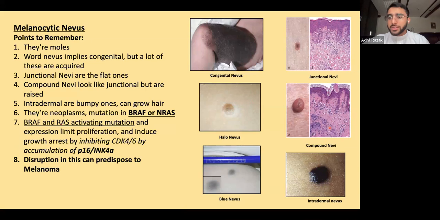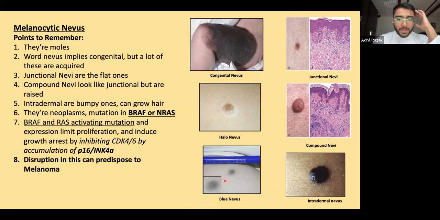Yeah, and I have pictures here to compare both. Junctional is flat, compound is raised. Intradermal are bumpy ones that could be right in between them. It's like a layer of a dark bump, a symmetrical circle. It's not exactly a big bump, but it's not exactly flat. That is intradermal.